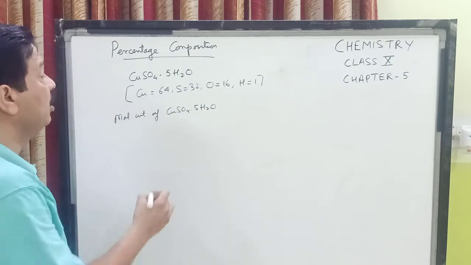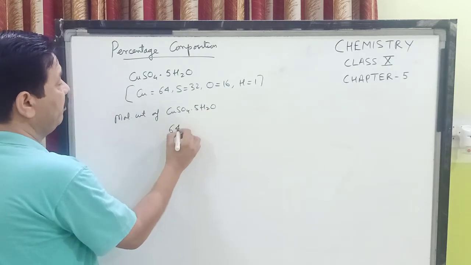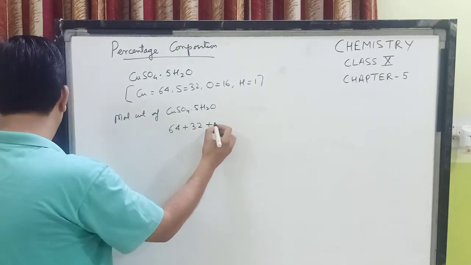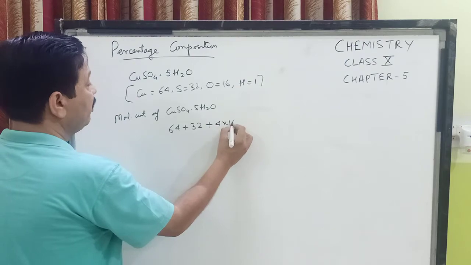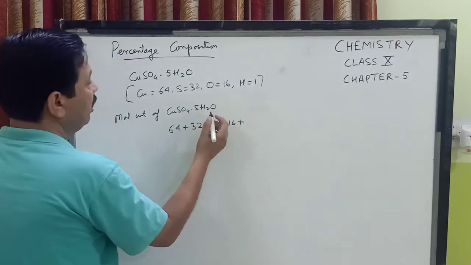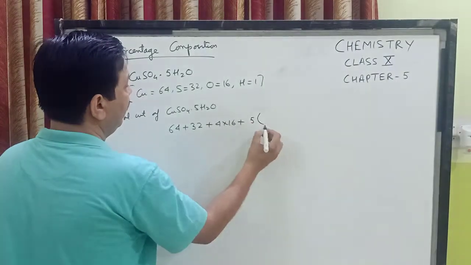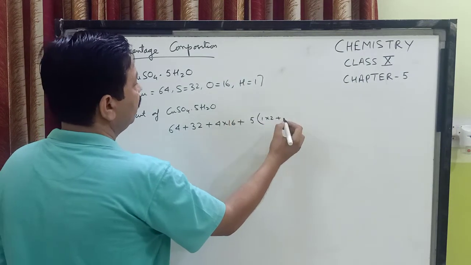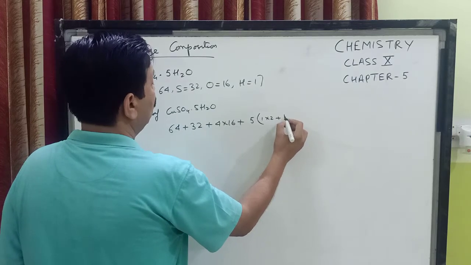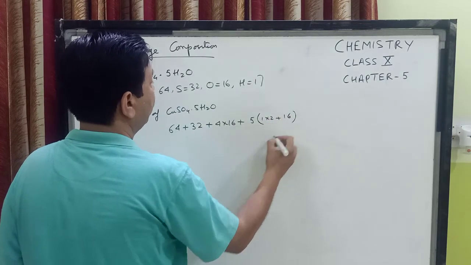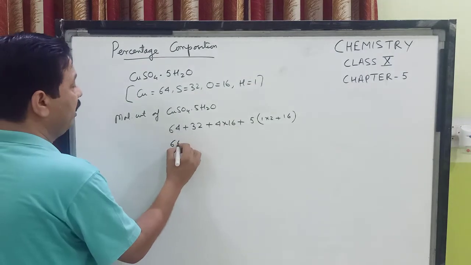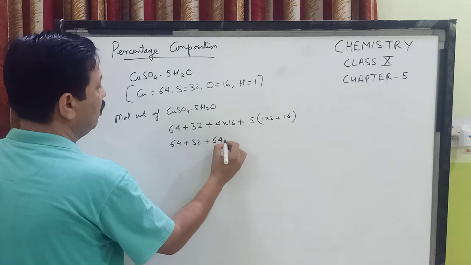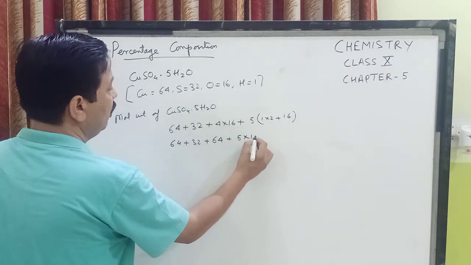So copper is 1 atom, so 64. Sulfur is 1 atom, 32. Oxygen is 4 atoms, so we say 4 into 16, plus this water molecule, children, we calculate separately: 2 atoms of hydrogen and 1 atom of oxygen. So we calculate it like this. This becomes 64 plus 32 plus 64 plus 5 into 18.